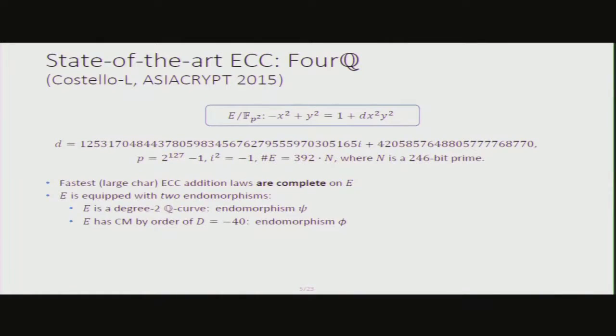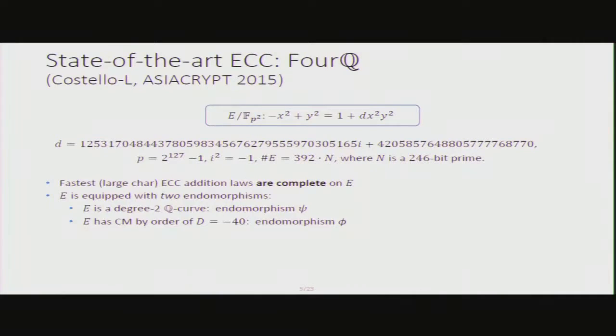Other important facts: it supports the fastest addition law in elliptic curves that is also complete. That means they allow very secure, side-channel secure implementations. And importantly, it comes equipped with two endomorphisms. And just to give you a rough idea, an endomorphism can be thought of as a shortcut when you compute the scalar multiplication that maps a point on the curve to another point, let's say in the middle or a quarter of the whole computation of a scalar multiplication. So it's like a shortcut to obtain values on the curve and save a number of point operations.